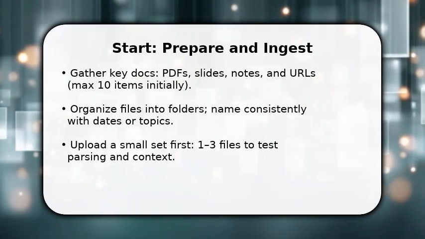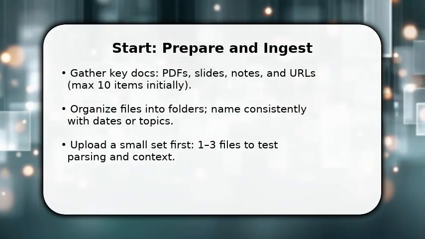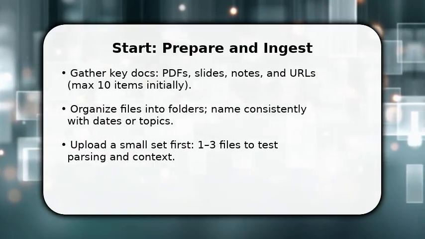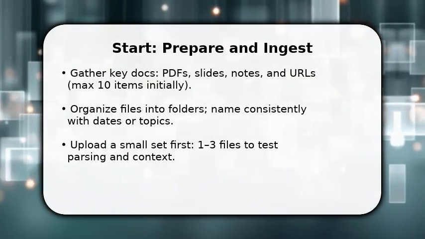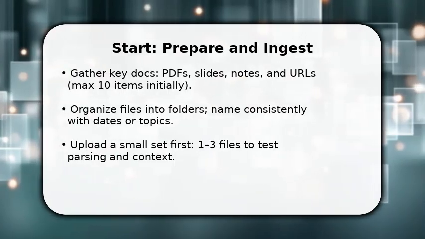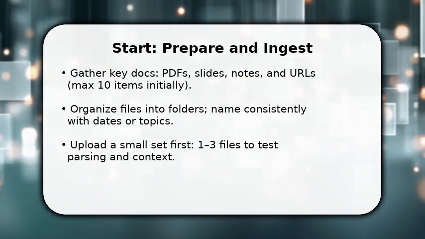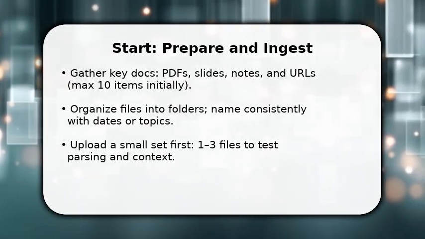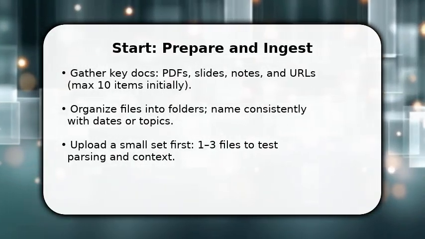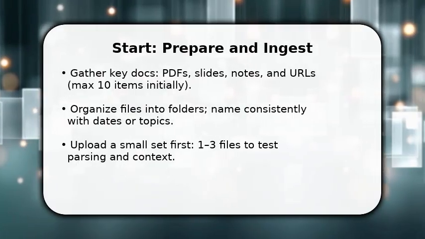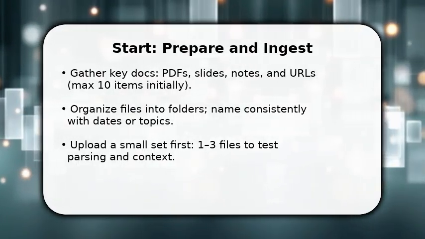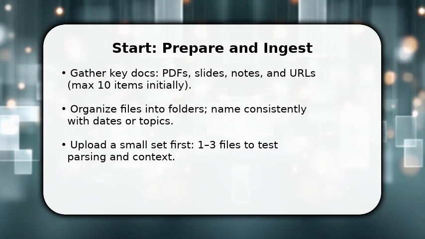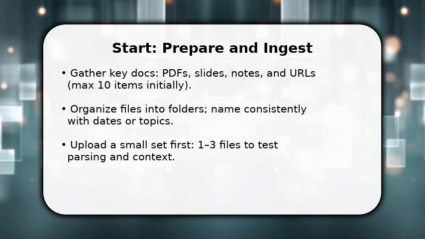You begin by collecting the essential inputs: PDF, slides, notes, and a few URLs. Once done, name and folder them consistently so NotebookLM can form coherent context. Upload a small batch, 1 to 3 files, so you can verify parsing and metadata quickly. Make sure to include a short README or one-page summary file describing scope and goals. This guides the model. After upload, open the preview to confirm correct text extraction and immediate usability.